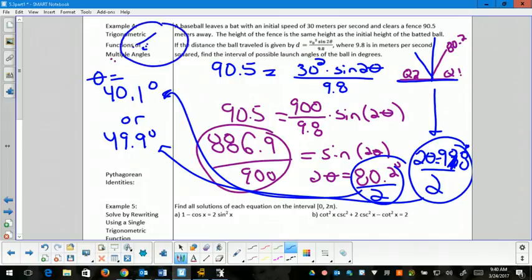For sine, it's going to be somewhere in here. For tangent, it'll be somewhere in here. For cosine, it would be somewhere in here. And then we just have to work to say, okay, sine was positive in these quadrants, or negative in these quadrants, and figure out where the other one is. For this one, they said find the interval of possible launch angles for the ball. So those are the 2 that match this equation exactly. There could be a range within that would work too.